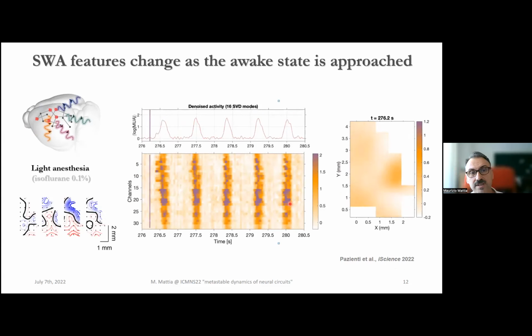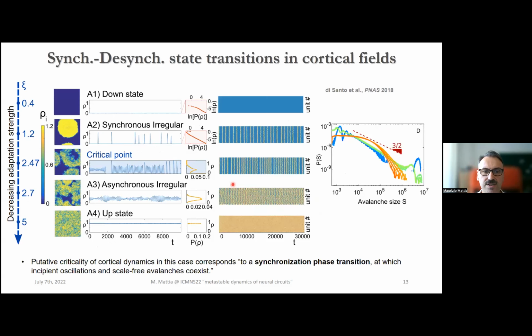In particular, when the anesthesia starts to be lighter, you see that the frequency of this slow oscillation is higher, and not only that, the pattern of the waves also starts to be richer. This means that when you move towards the border that separates slow oscillations, slow wave activity, and the awake-like state, the spontaneous activity starts to be richer. And this richness is described again, resorting to mean field theories, as a synchronized phase transition, in which again the critical parameter is the adaptation.